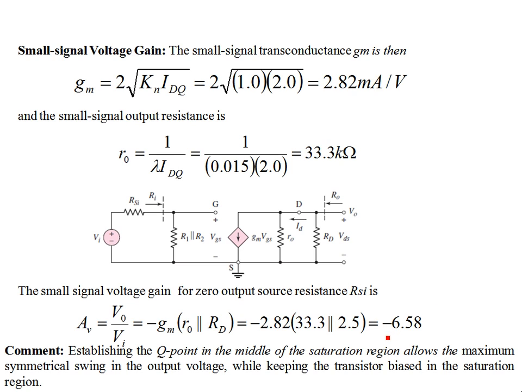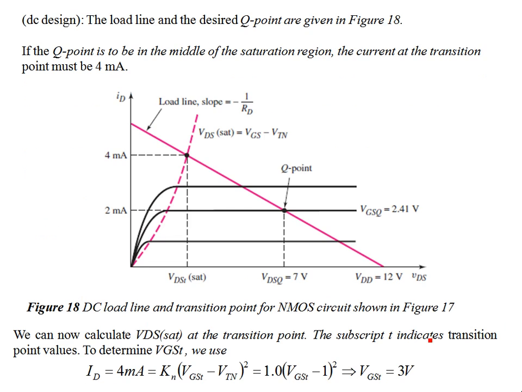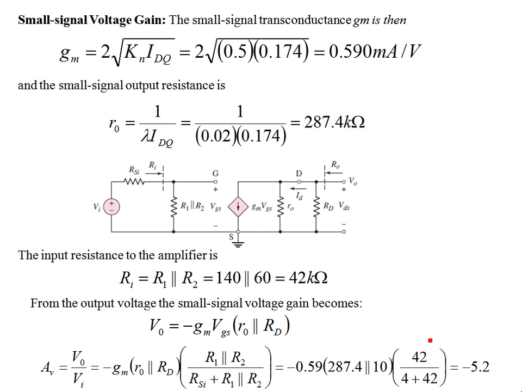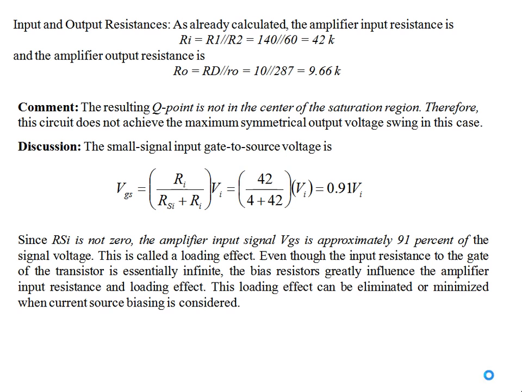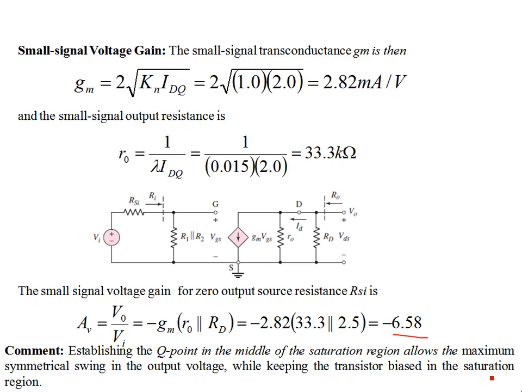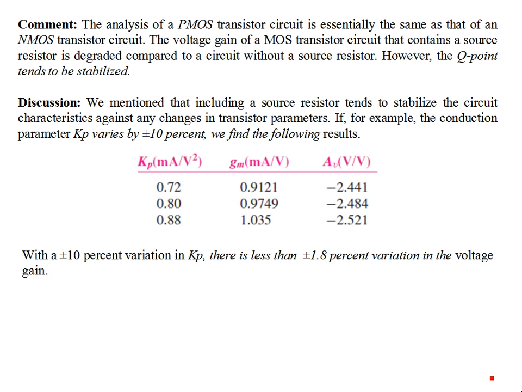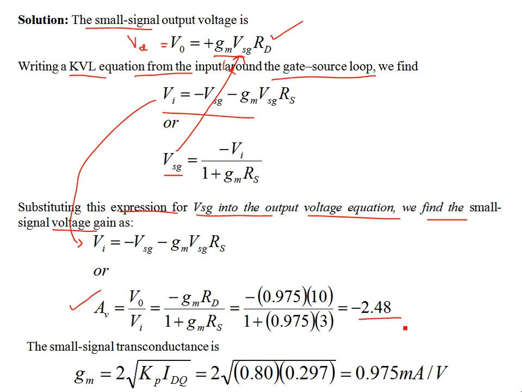And if you want to compare this with the last example we talked about in part 41 of the lecture series, where the Q point was at the center of the DC load line, the gain was minus 6.58, and even when the Q point is not at the center, we had minus 5.2. The voltage swing was less, but still, including the source resistor has almost halved this, reducing the voltage gain by 50%. So that's one of the disadvantages of including RS.